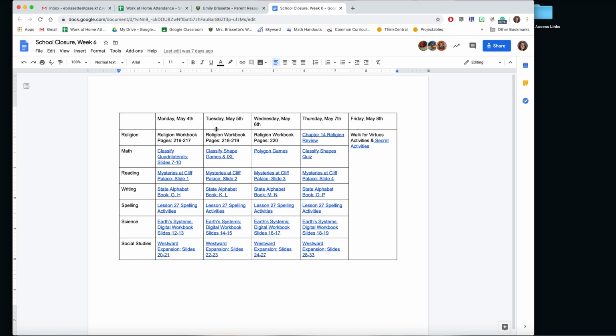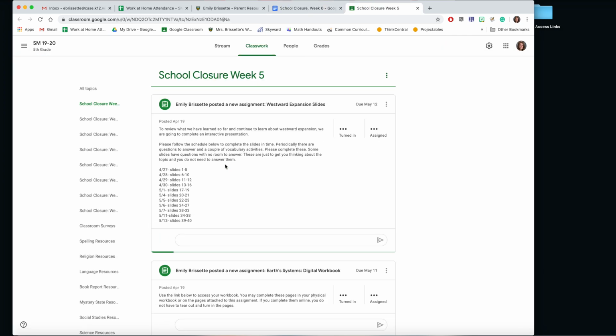For religion, you have 2 pages in your workbook. For math, I have some games to practice what we've learned so far about classifying shapes.